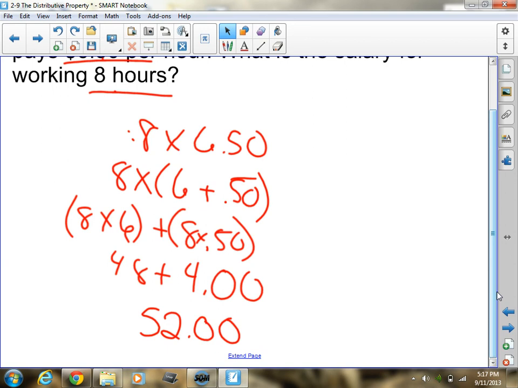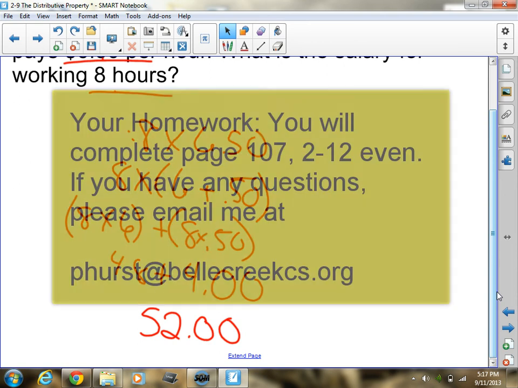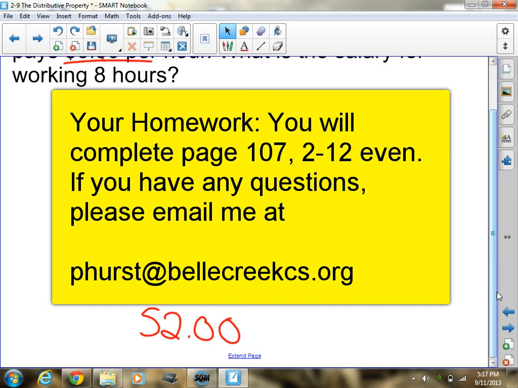Ladies and gentlemen, that is the lesson. The key for tonight is to remember that the distributive property tells me I can add or multiply in any order. It doesn't matter. I can take apart a number and multiply those together. It doesn't matter. I'm going to get the exact same answer. That's why the distributive property is so helpful.